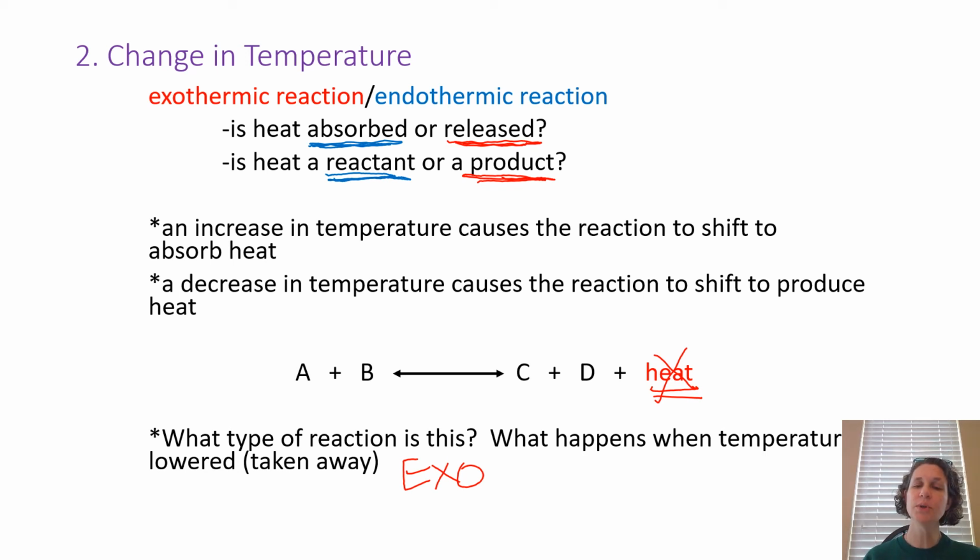And so to get back to equilibrium, if we're still dealing with change in temperature as a stress, this reaction will shift to produce more product because heat is one of those products. So what happens when temperature is lowered or taken away? In our Le Chatelier lingo, it will favor the products. Now if heat had been one of the reactants and I had lowered the temperature, it would have favored the reactants to build that heat back up.